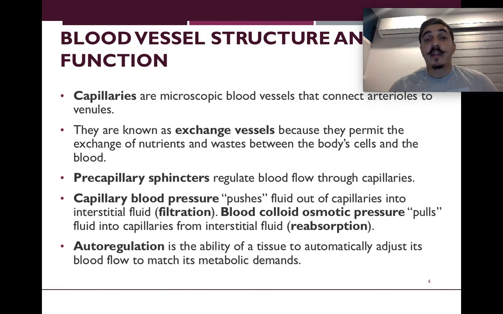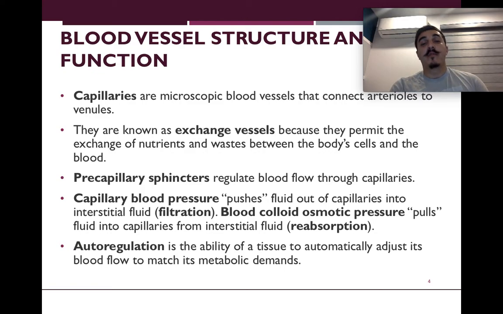Capillaries are really small blood vessels that connect the arterioles to the venules. So we got arteries, arterioles, capillaries, and then the venules. Okay, they're known as exchange vessels because they allow that exchange of nutrients between the cells and the blood. So kind of like in between that good exchange. There's also pre-capillary sphincters that will regulate that blood flow through the capillaries, and then the capillary blood pressure pushes that fluid out of the capillaries into the interstitial fluid.